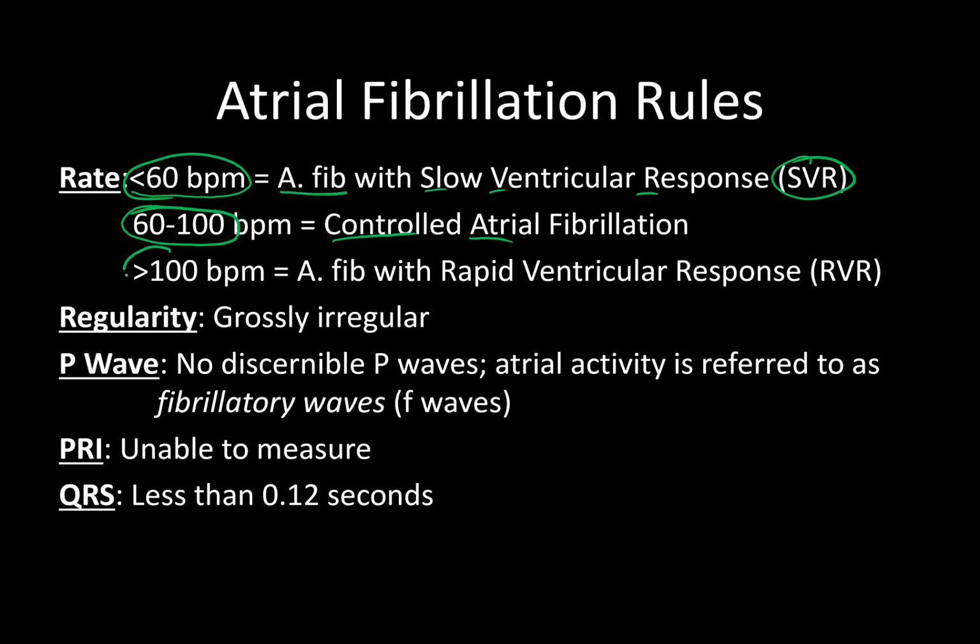Anytime it gets above 100 beats per minute, that's what we call AFib with rapid ventricular response, RVR. And it's important to make those distinctions because you don't want to call it tachycardic AFib. Oh no, it's AFib with RVR, AFib with SVR, meaning slow, fast. Irregularity from both a ventricular and atrial standpoint is just grossly irregular. And as I had mentioned before, regularly irregular.